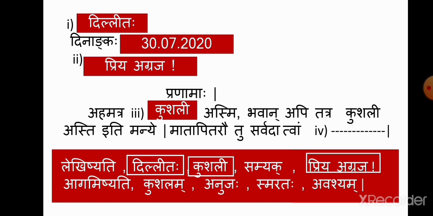Mata pitarau tu sarvada tvam dash. Both mother and father always miss you. Now which verb indicates the meaning to miss? It is smarataha. So the answer to the fourth blank is smarataha. Thus, we have got the answers to the first four blanks. Let's continue with the same letter.